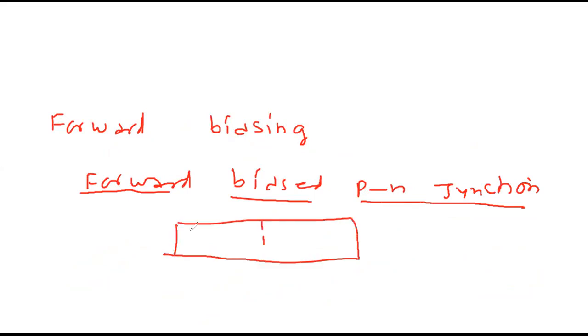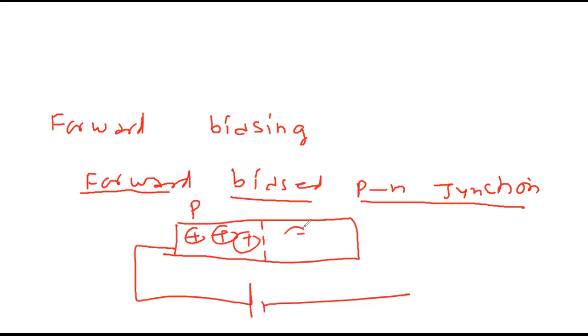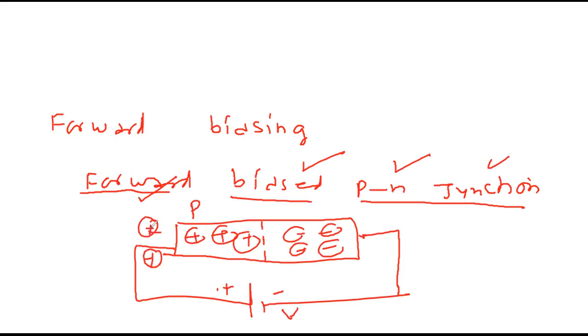Last class also we had done. When the P side is connected to the positive terminal of the battery and the N side is connected to the negative terminal of the battery, then this junction is called a forward biased PN junction. Now we will see what happens during this forward biasing. The positive terminal supplies positive holes to the P side and the negative terminal supplies negative electrons to the N side.